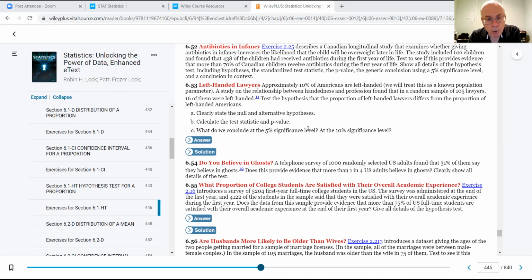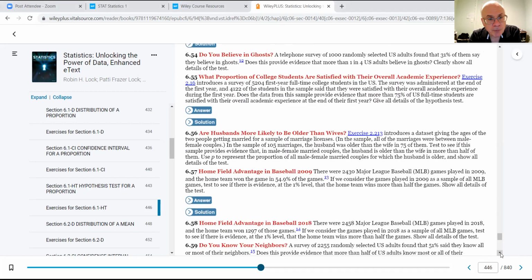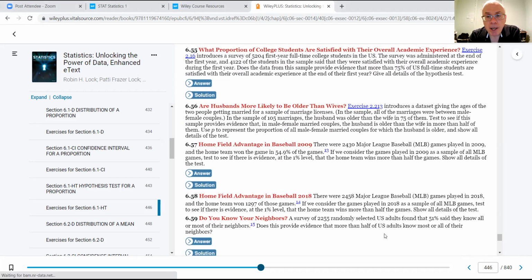I want to do one more question, and I think I'm going to do 6.55. So let's look at that one, and then we'll be done. All right, so let's look at this one. It says, what proportion of college students are satisfied with their overall academic experience? Now, there's a lot of college students in the survey, 5,204 first-year full-time college students in the U.S. were surveyed, so all over the U.S.